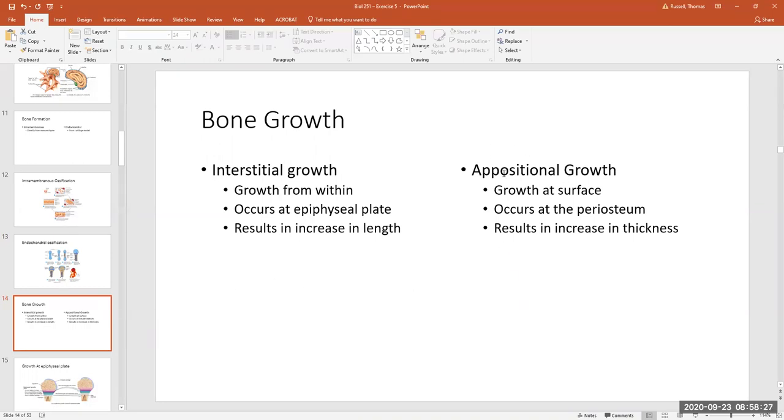Appositional growth is the growth around the outside surface of the bone. It occurs at the periosteum. So that makes your bones get thicker around, right? Increases the thickness. So interstitial growth, we get longer bones. Appositional growth from the outside, the bones get thicker.